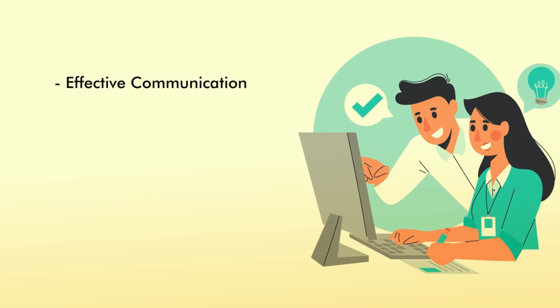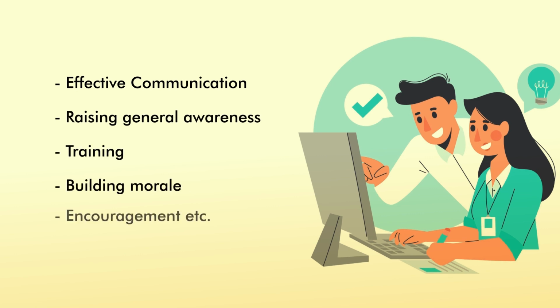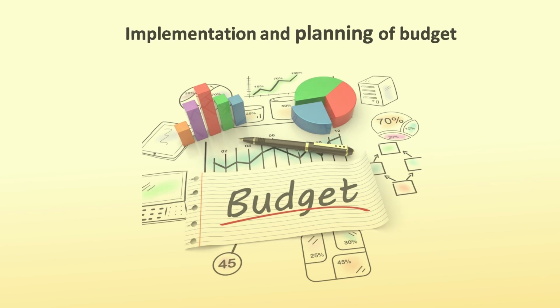For example, how to use effective communication, how to use general awareness in a particular institute or industry, what is the importance of training and building morale and encouragement, which may be in the form of incentives for proper use of energy. Budget is a very important part of energy auditing. Once we analyze the energy data, we will understand how much energy consumption is there in the particular institution, and accordingly we will make different plans.